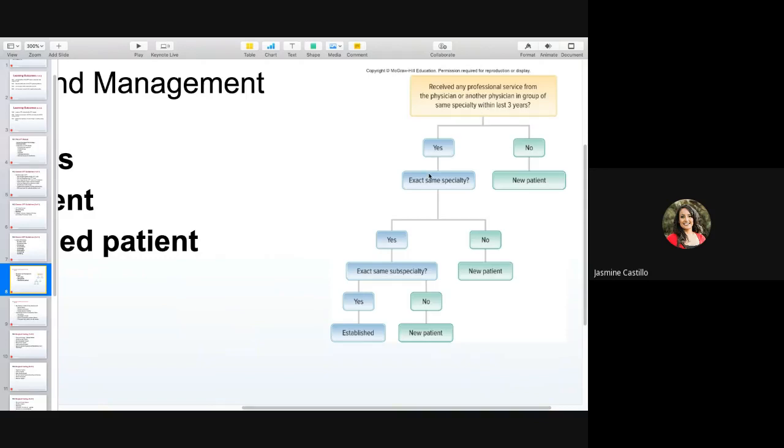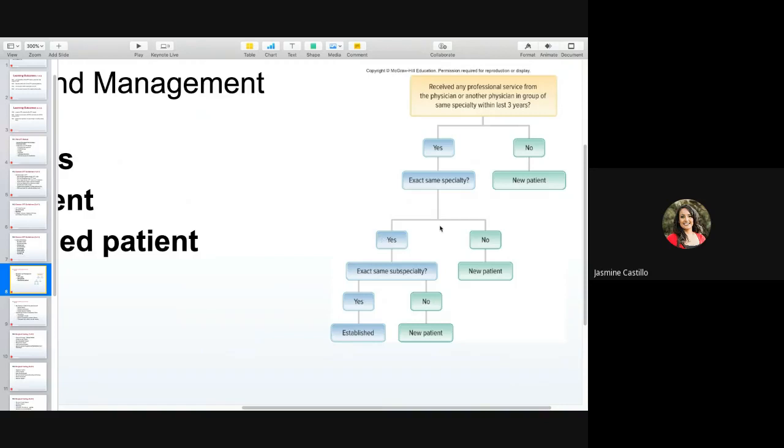If the answer is yes, then we go down here. The next question is, is it from the exact same specialty? Yes. Okay, then we go down to, is it from the exact same subspecialty? If we say yes, this is an established patient. Let's go back up. What if it's not from the same specialty? What if I had a doctor's office that was family care and pulmonology, and my family doctor wanted me to see the pulmonologist? So even though I had been seen in the last 3 years in the group, I've never seen the pulmonologist, then it's not the same specialty, and so therefore I am considered a new patient.